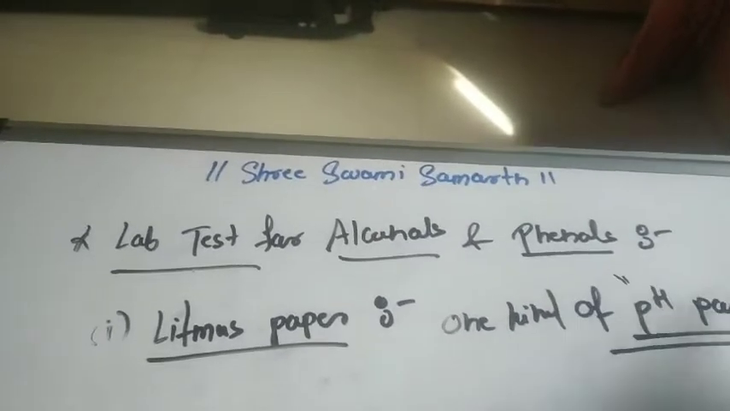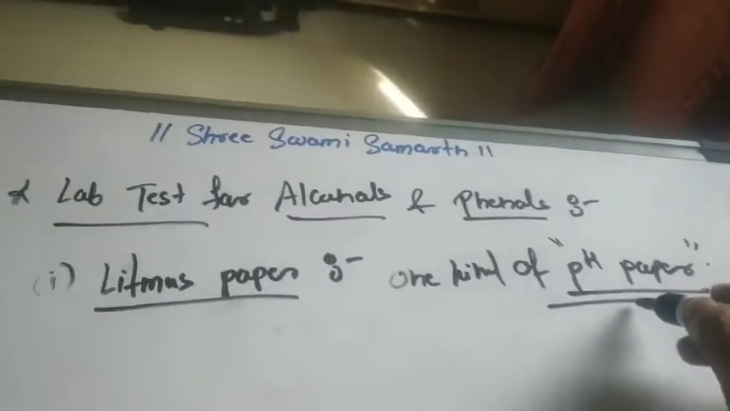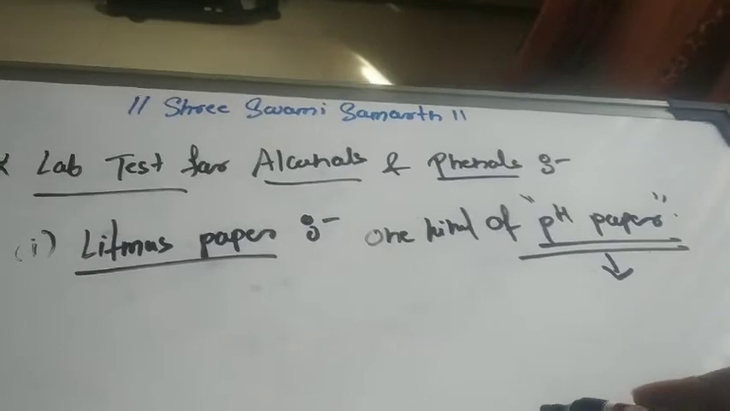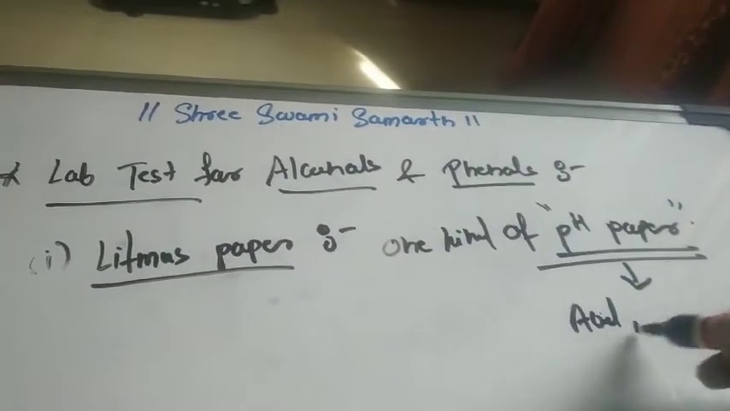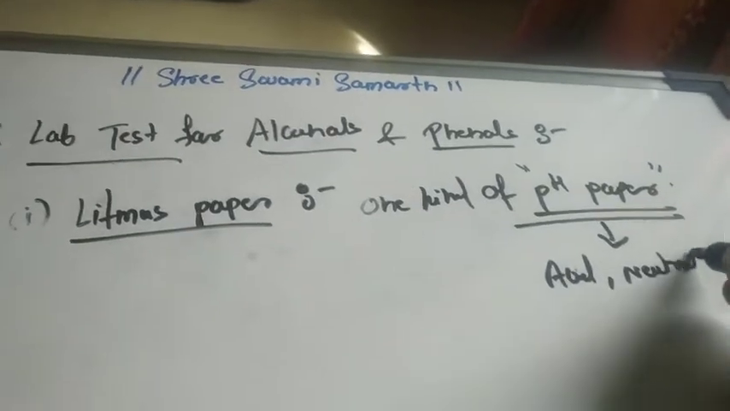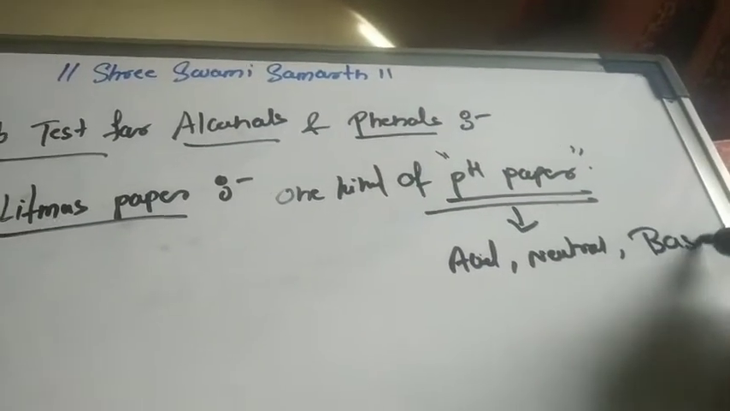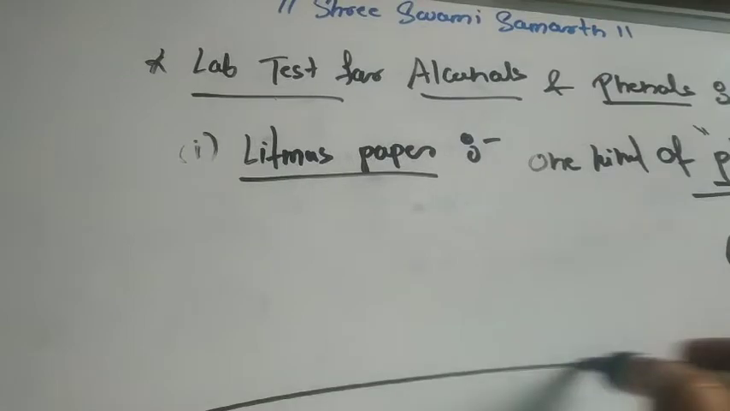Now what is the pH paper? What is the use of a pH paper? See, by using the pH paper, we can identify whether the compound is an acid, whether it is neutral, or whether it is a base. So in short, I will explain to you.